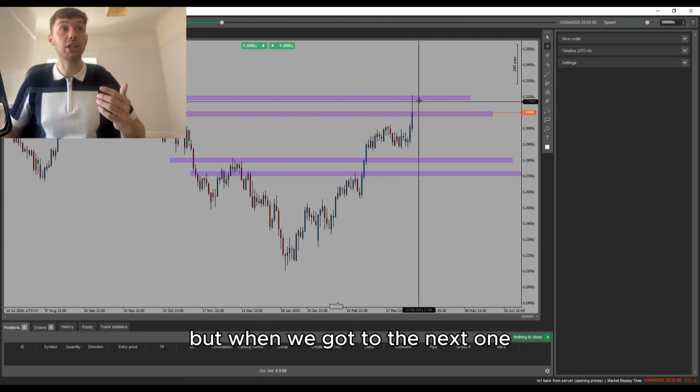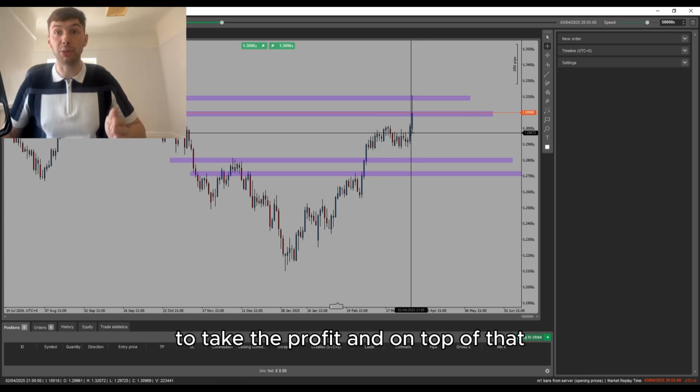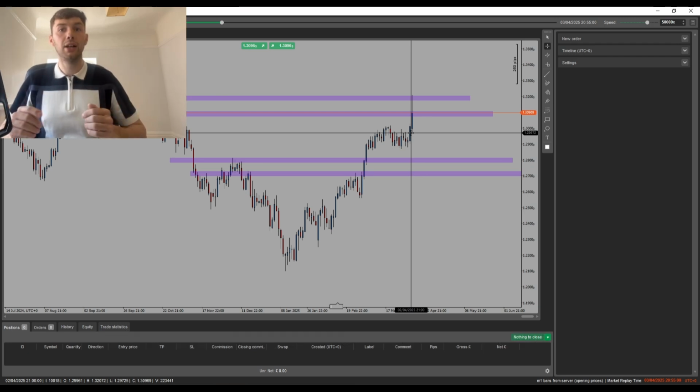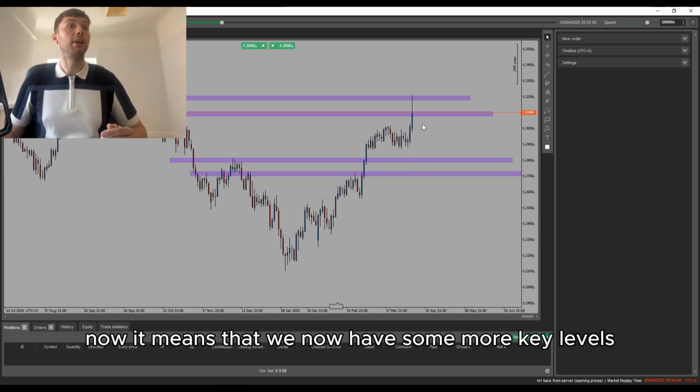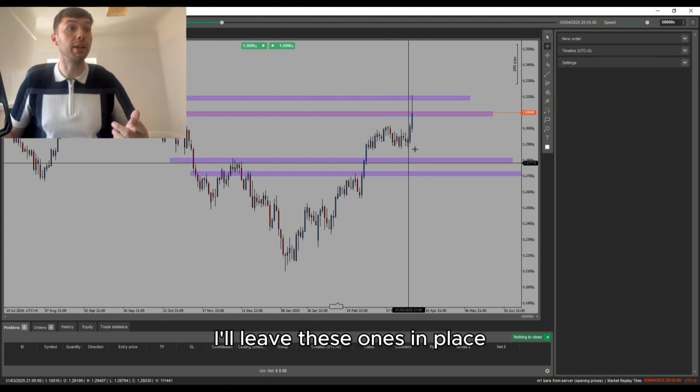But when we've got to the next one, those buyers who are in from here are now happy enough with their profits to take the profit. And on top of that, we've also had the short sellers entering the market. So what does that mean now? It means that we now have some more key levels. So the next ones I'll draw are, firstly, I'll leave these ones in place.